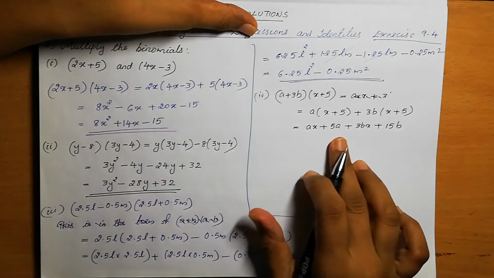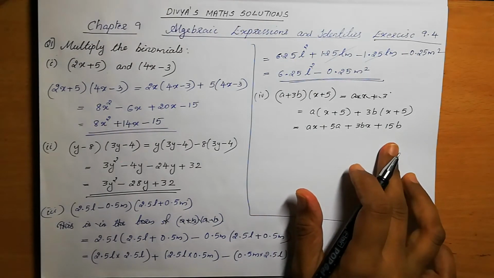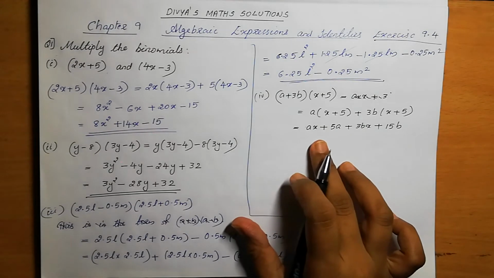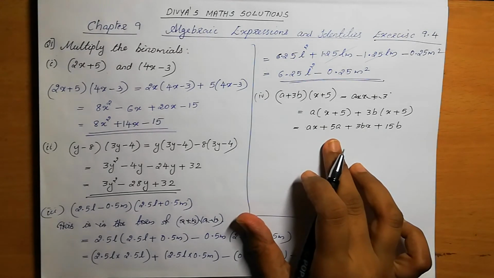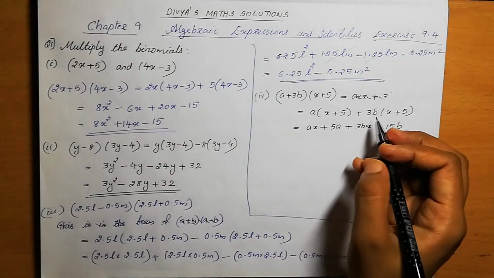Correct. Is there any like term? There is no like term, right? So the answer is ax plus 5a plus 3bx plus 15b is the answer.